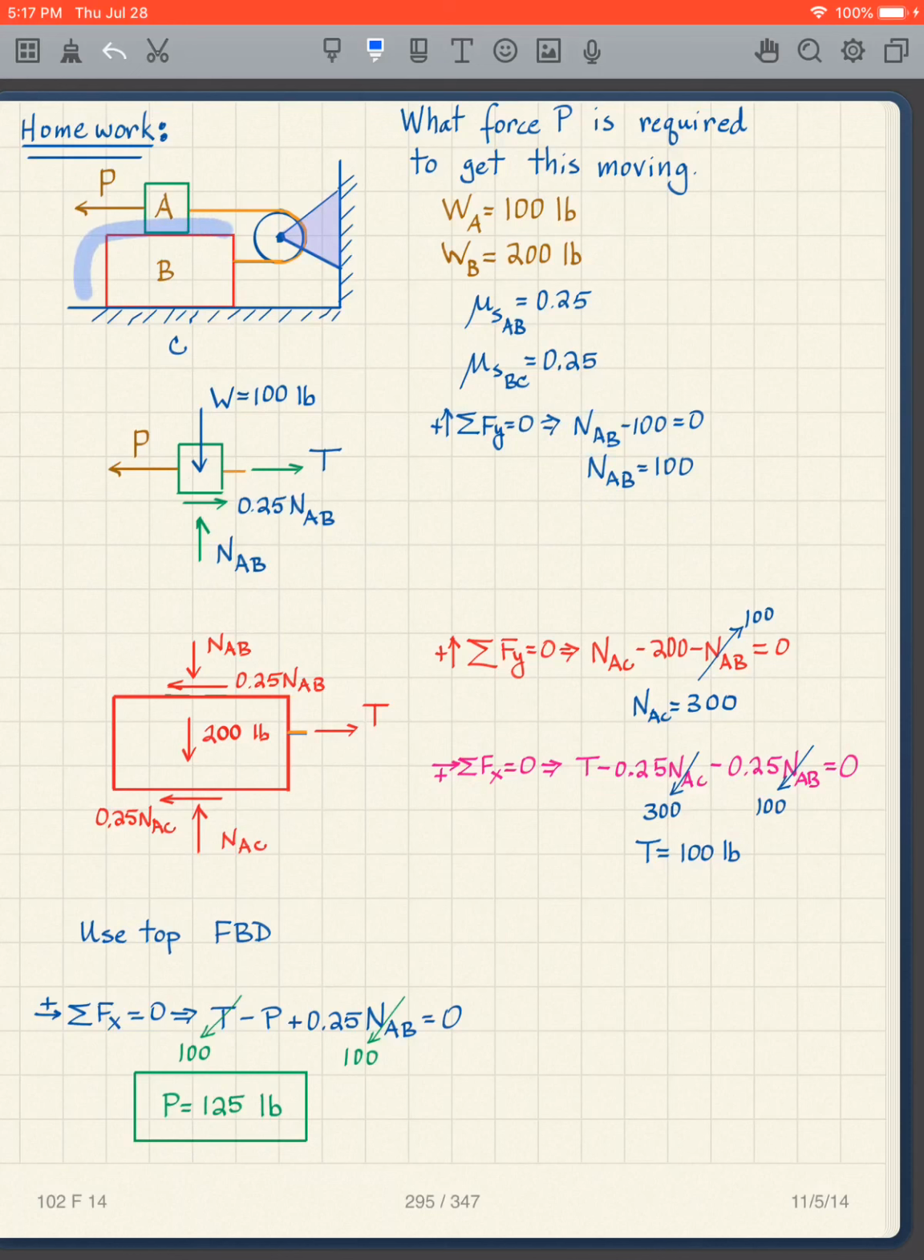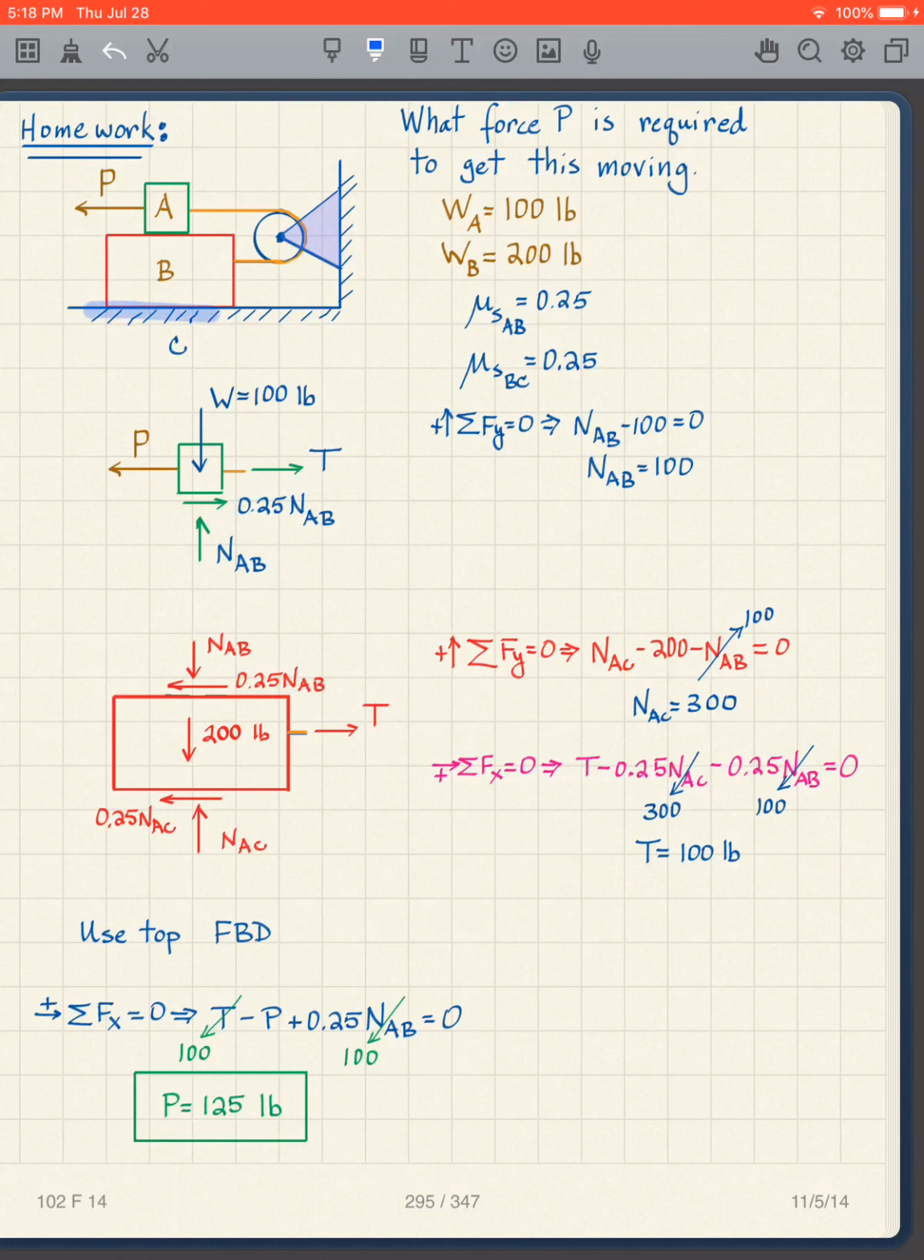Then what? I take a free body diagram of this one, and again I have to be consistent here. I guess I didn't say, the 0.25 NAB is 25 pounds, but I want to be consistent. This is going up there, so it's got to go down there. This is going to the right there, so it's got to go to the left there.